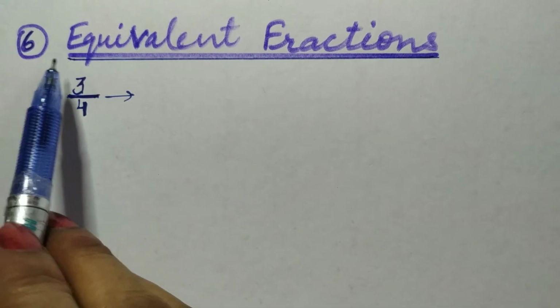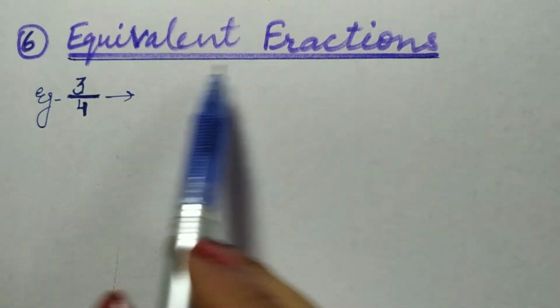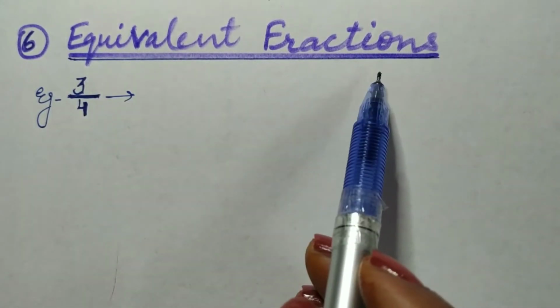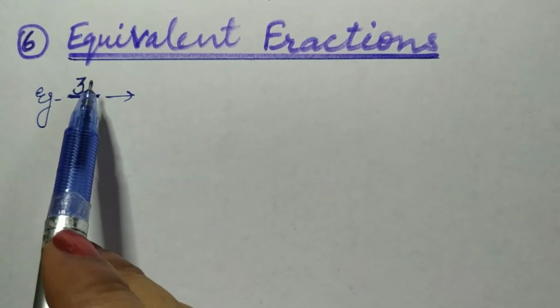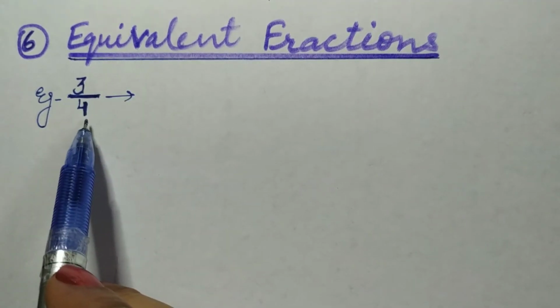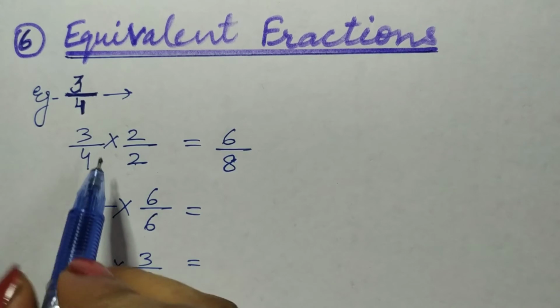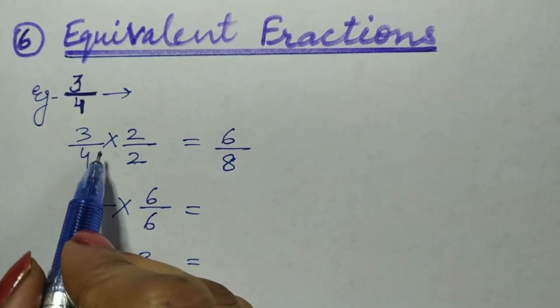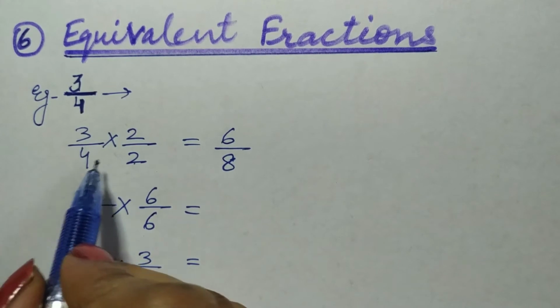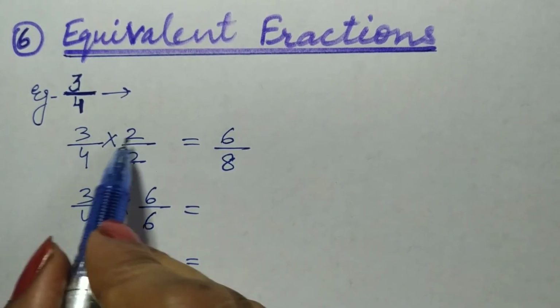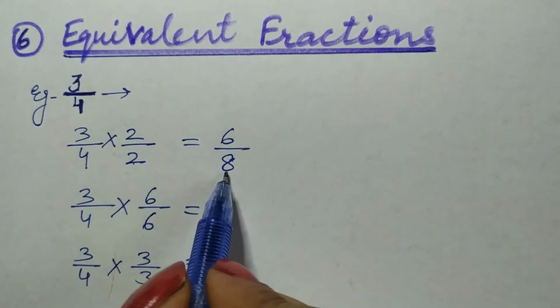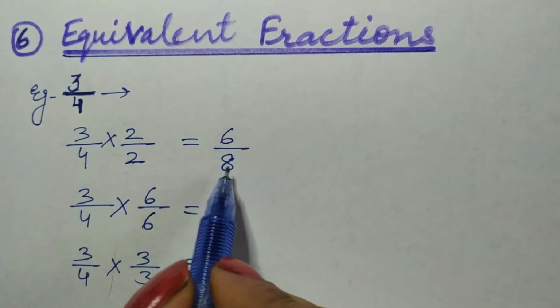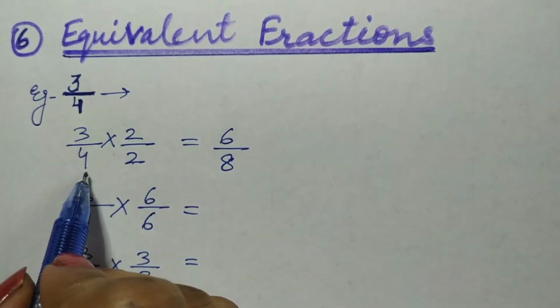Next is equivalent fractions. To get an equivalent fraction, we have to multiply the numerator and denominator by the same number. See, to get the equivalent fraction of 3 by 4, I have multiplied the numerator and denominator by 2. 3 2s are 6, 4 2s are 8. So 6 by 8 is an equivalent fraction of 3 by 4.